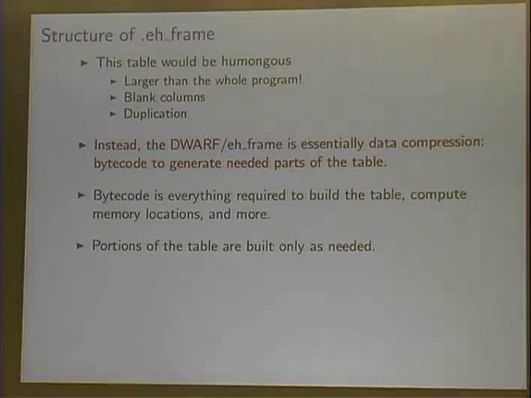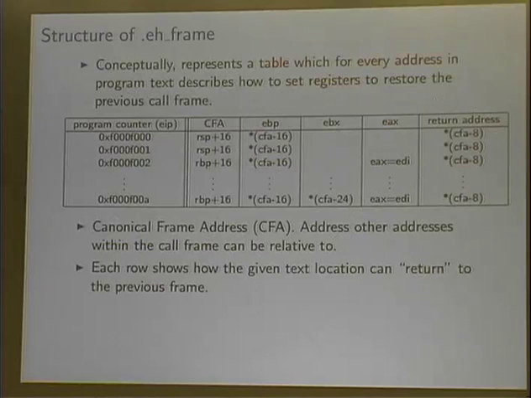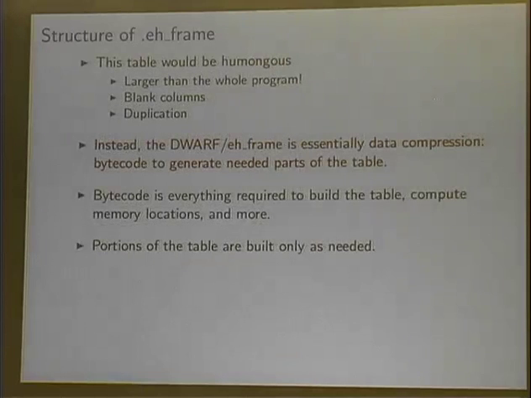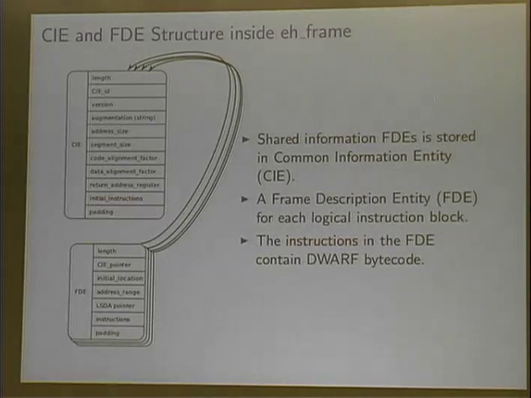But think about this table. It'd be huge. It'd be larger than the whole program. And we've got a lot of blank columns. We've got a lot of duplicated entries in the columns. So Dwarf and EH frame are essentially a data compression method: bytecode necessary to generate the parts of the table that we want to see at any given time. And the bytecode is all that's required to build the table. And as you'll see, we can compute memory locations and so on as part of that bytecode. So this whole table is never built in memory. Obviously, it would be too huge. GCC, or mostly libstdc++, calculates the parts it needs as it needs them. So do you see how huge it is? Just imagine that this is one line per instruction, which is what it is.